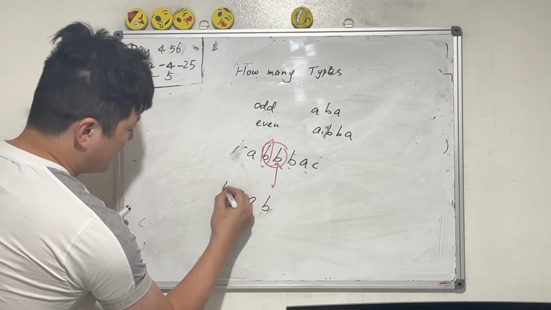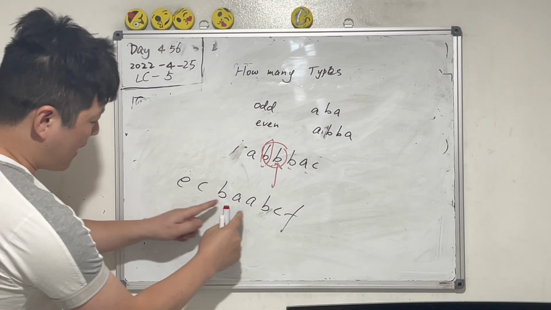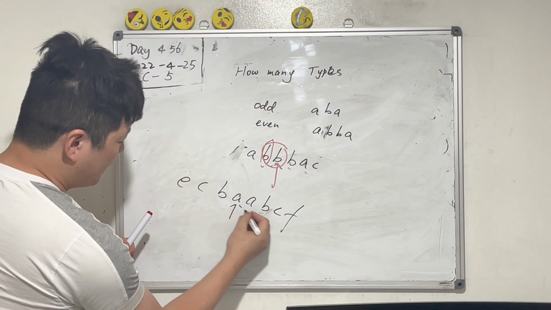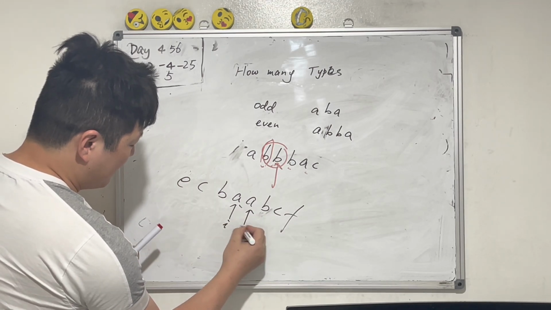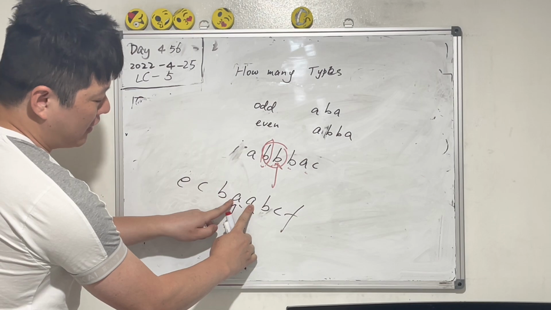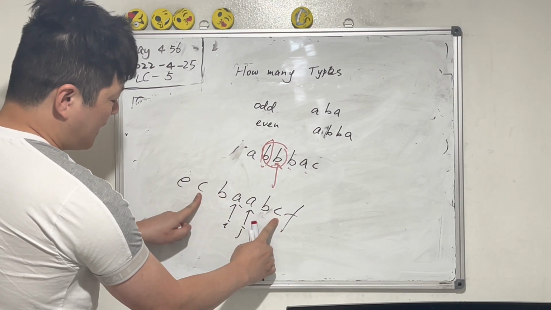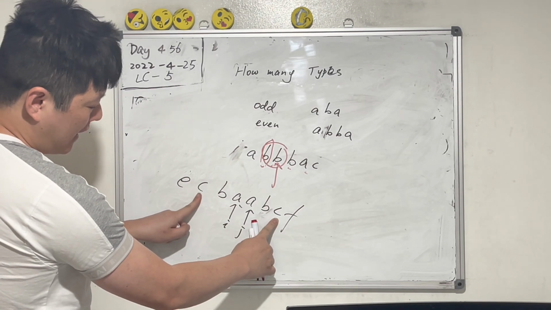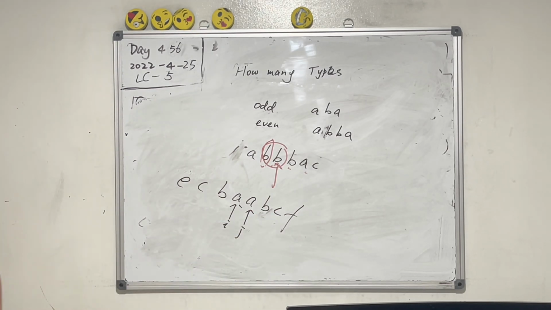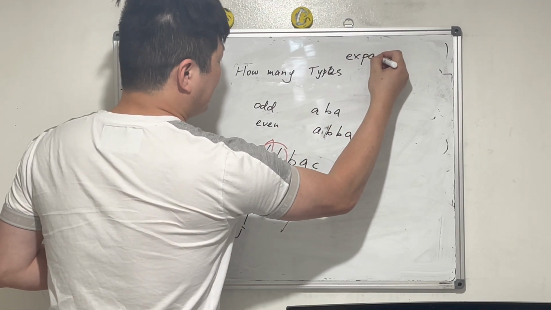A similar thing: A, B, B, C, C. Okay, another one. If I have two pointers i and j here, I can let the pointers go both ways, right? So B, C, right? Do you get my point? So let's say we have an expand function. What's expand?